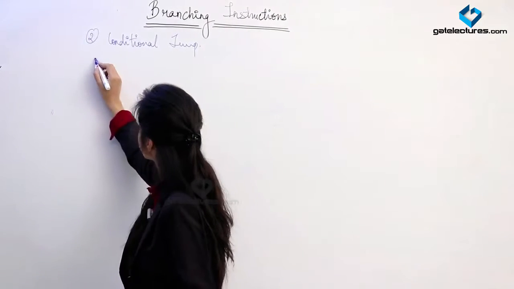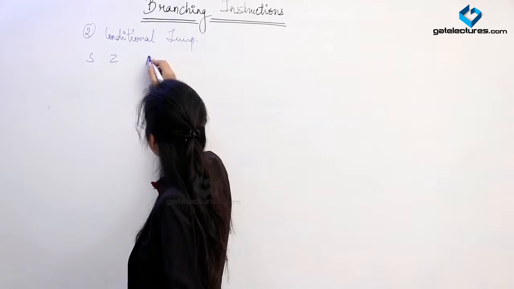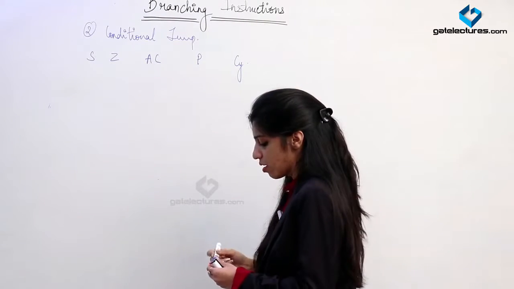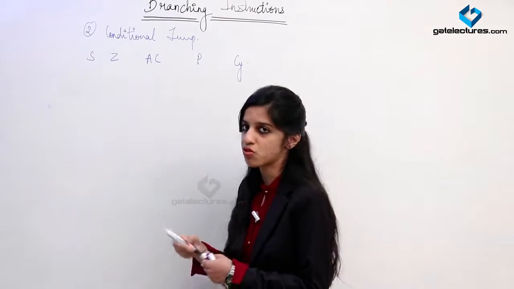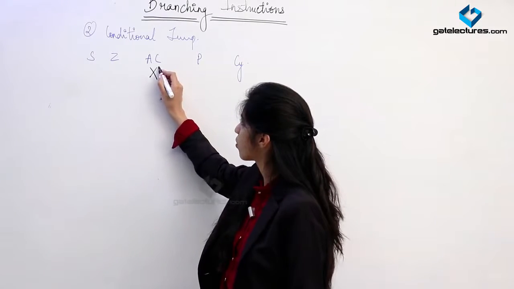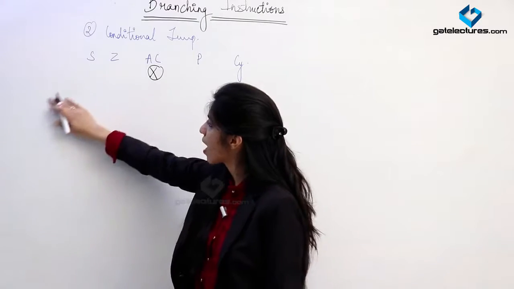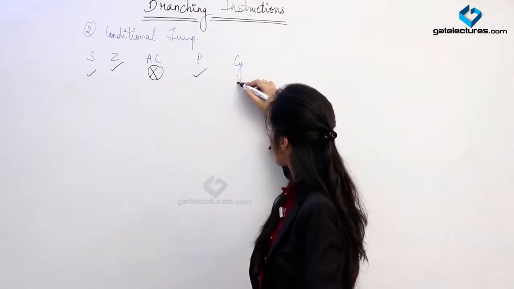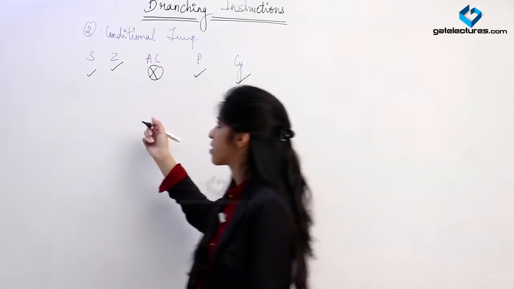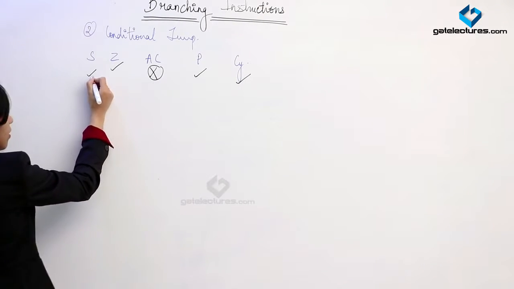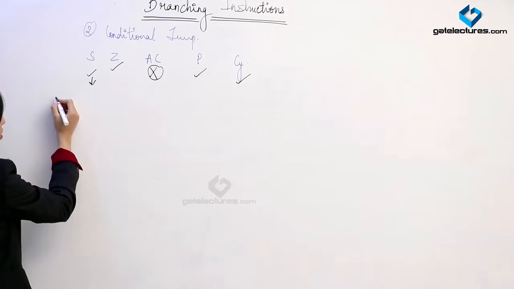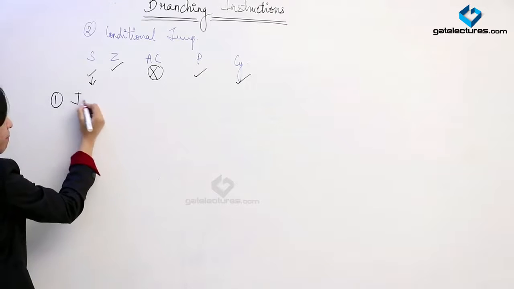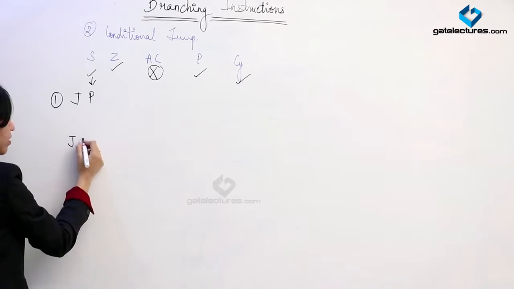We had the sign flag, zero flag, auxiliary carry flag, parity flag and carry flag. We do not have any jump instruction for the auxiliary carry flag, but we have jump instructions based on sign, zero, parity and carry. Suppose for the sign flag we have 2 instructions, jump on plus and jump on minus.